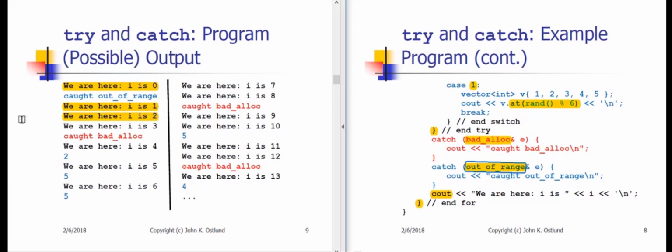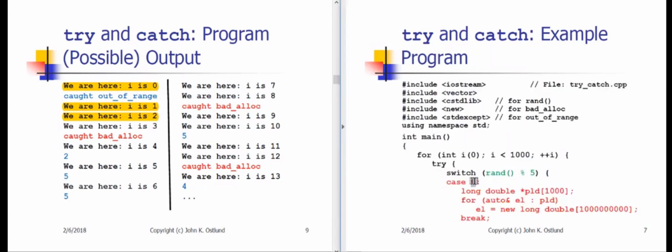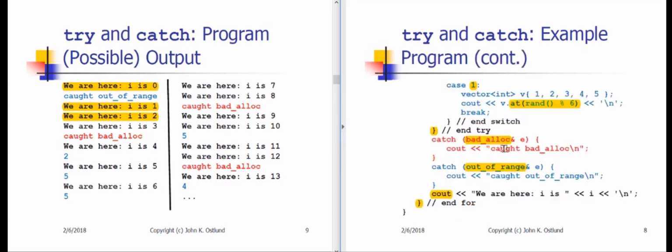Okay, the 3rd time through the for loop, we don't cause any exception. We just get told we are here, i is 2. The 4th time through, the same thing. The 5th time through, in the switch expression, we evidently get a 0. And so this generates a bad alloc exception. That gets caught in the first catch block, and we display caught bad alloc.